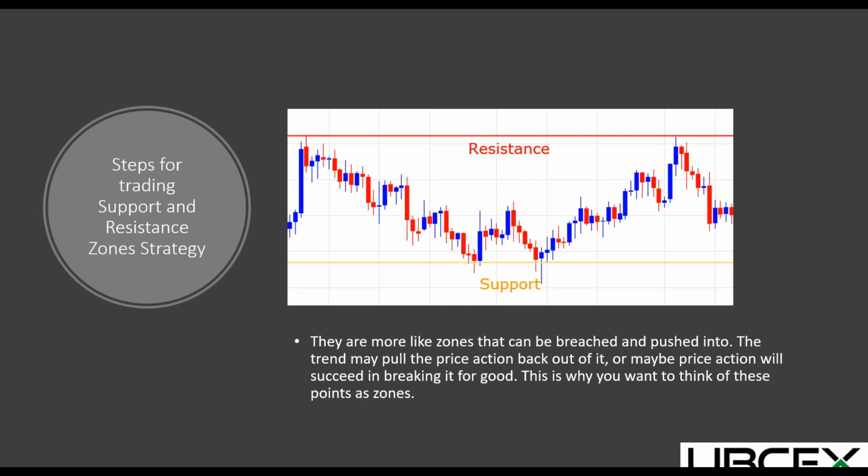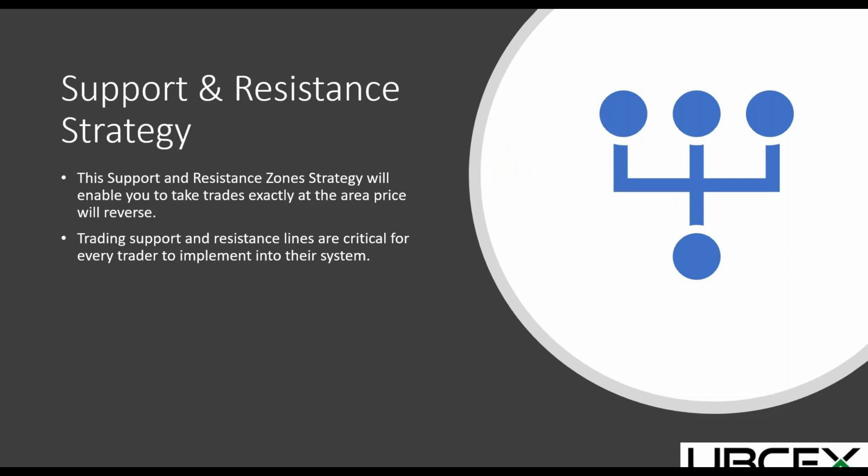Now, they are more like zones that can be reached and pushed into. The trend may pull the price action back out of it, or maybe price action will succeed in breaking it for good. This is why we want to think of these points as zones. This is not like trend lines, where if you violate a trend line, it's over and done with. These are just levels, and I think even better than zones, that's why I call them price levels. These are significant price levels in price action.